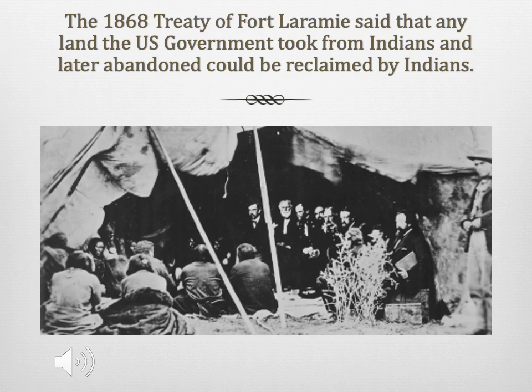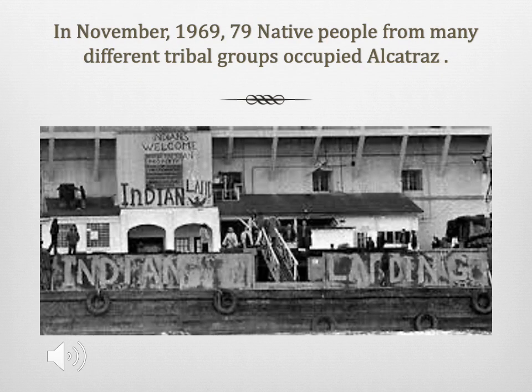Except some smart pre-law student in the American Indian movement said, "Ha! I found this law. And the American federal government has abandoned Alcatraz. So we could claim it legally." So smart. So a group of young activists in San Francisco get together and they make this plan.